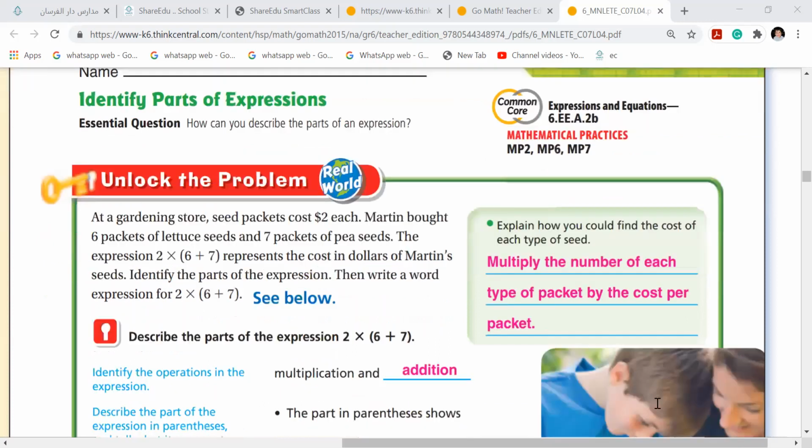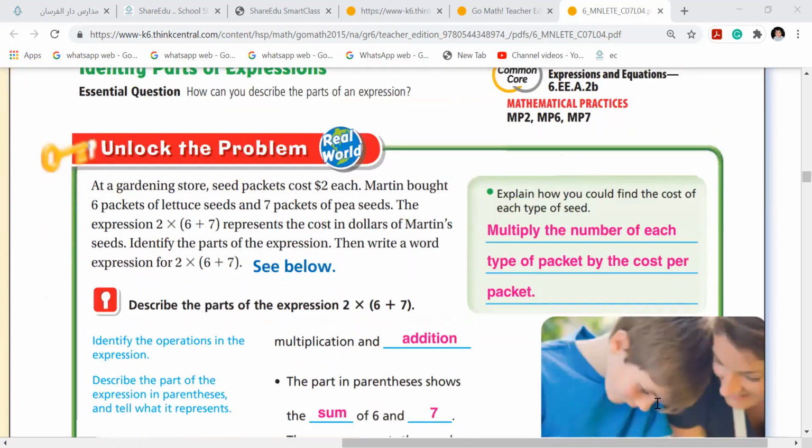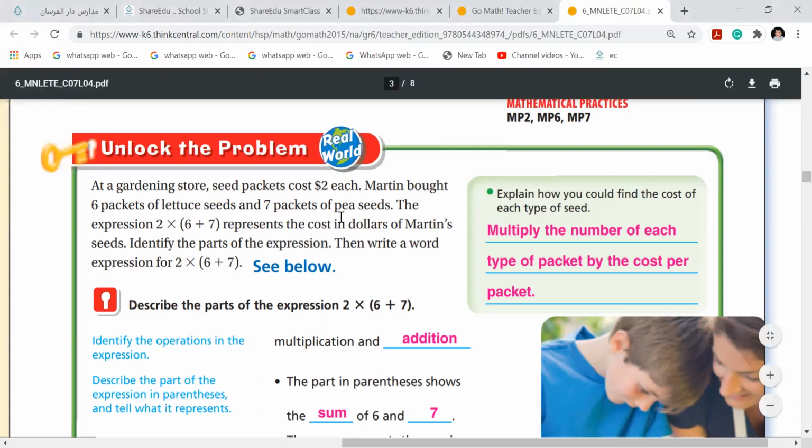Please, can you read out the first question? Gardening store. At the gardening store, seed packets cost $2 each. Martin bought 6 packets of lettuce seeds and 7 packets of pea seeds. The expression 2 multiply 6 plus 7 represents the cost in dollars of Martin's seeds. Identify the parts of the expression, then write a word expression for 2 multiply 6 plus 7.